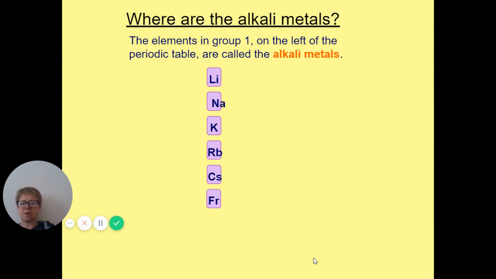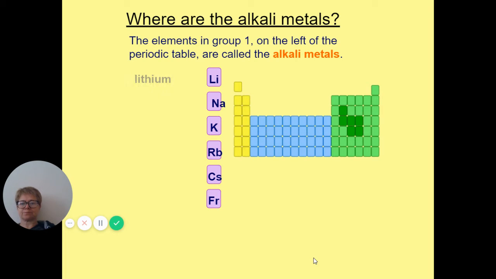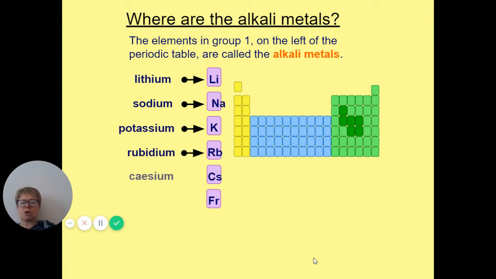Okay, so these are the alkali metals. They are known as the group 1 metals or the alkali metals. They're found in group 1 of the periodic table, obviously, which is that group on the far left. So you can see the 2 columns shaded yellow. That's group 1 on the far left. Group 2 is the yellow column to the right.